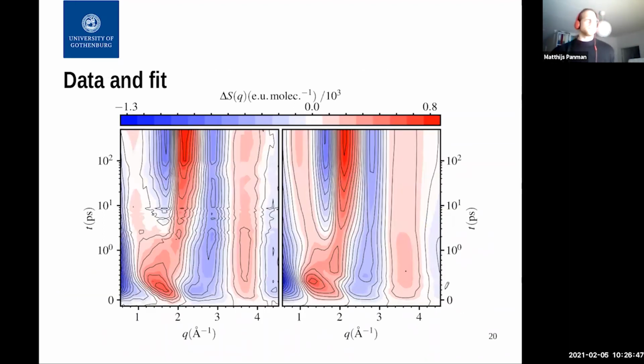Shown here is a contour plot of the difference scattering of triiodide in water, the dissociation of triiodide in water, and this is the model that we fit to the data, which captures the main features of the data, which is good news. I will now go through what the main features are in the coming slides.